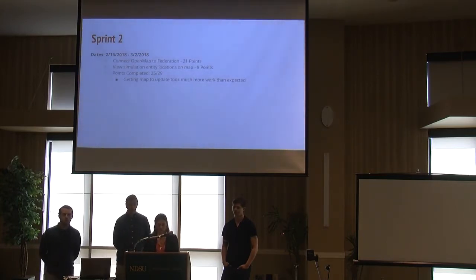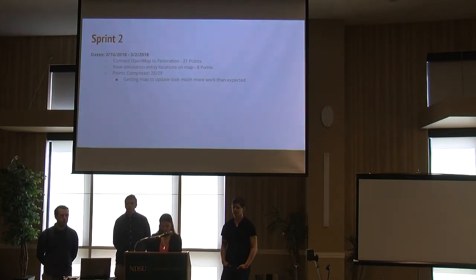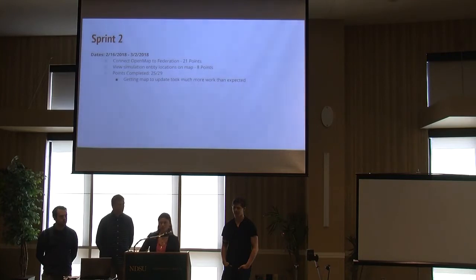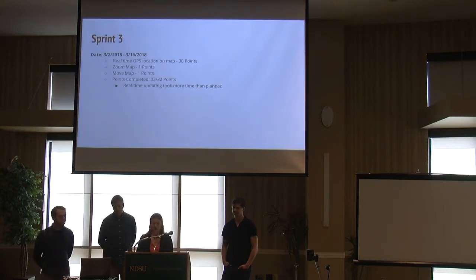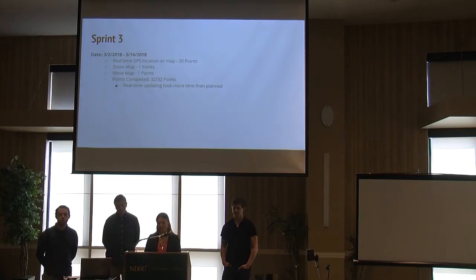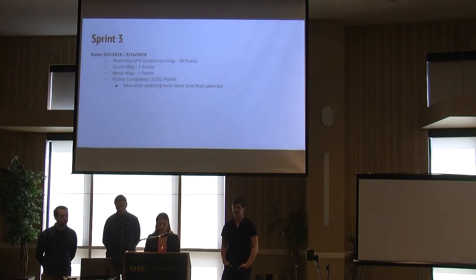During our second sprint, our main task was to connect OpenMap to the Federation. So after completing that, we worked on viewing a simulated unit on the map. We ran into a couple of difficulties when it came to updating the map in real time. So that task ended up being moved into Sprint 3. So for Sprint 3, we had carried over that task from Sprint 2, and that ended up becoming our main task in Sprint 3. Really getting the map to display a real-time GPS location proved to be a very difficult challenge.